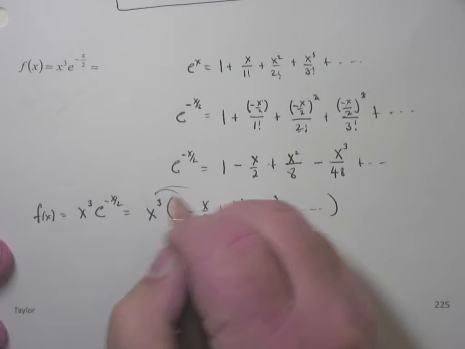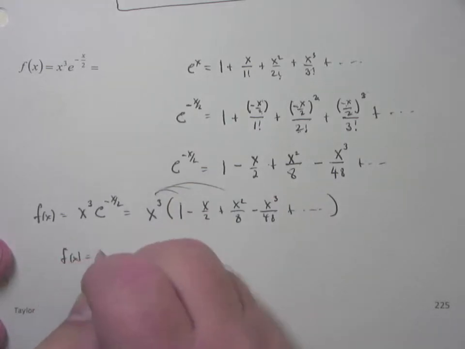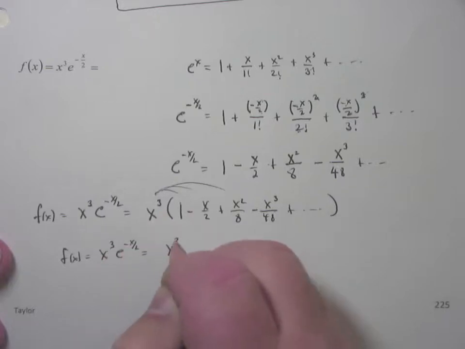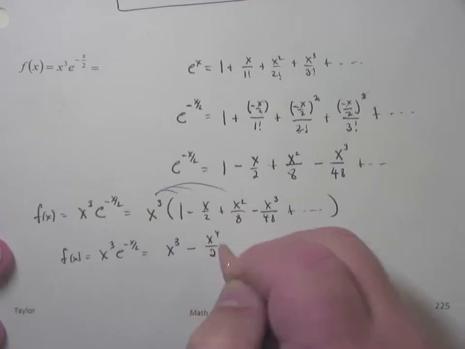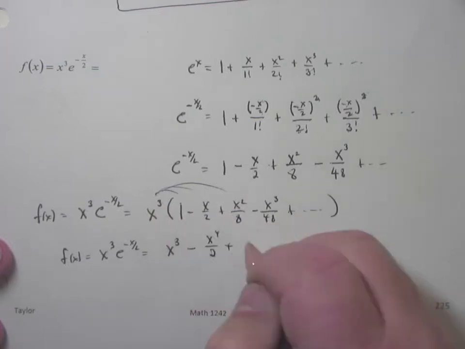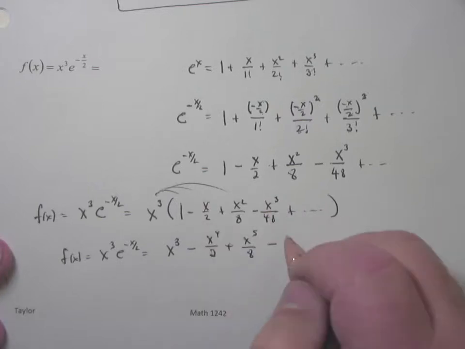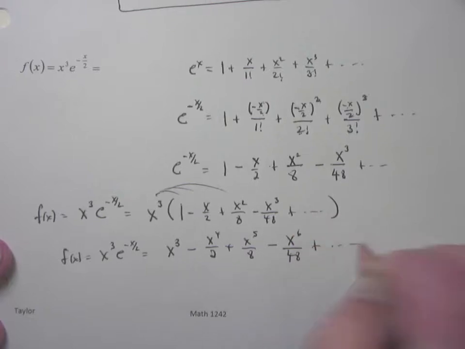And I'm going to clean it up, so I'm going to distribute this. So my function, x cubed e to the negative x over 2, equals x cubed minus x cubed times x is x to the 4th over 2, plus x cubed times x squared is x to the 5th over 8, minus x cubed times negative x cubed is minus x to the 6th over 48, plus dot, dot, dot.